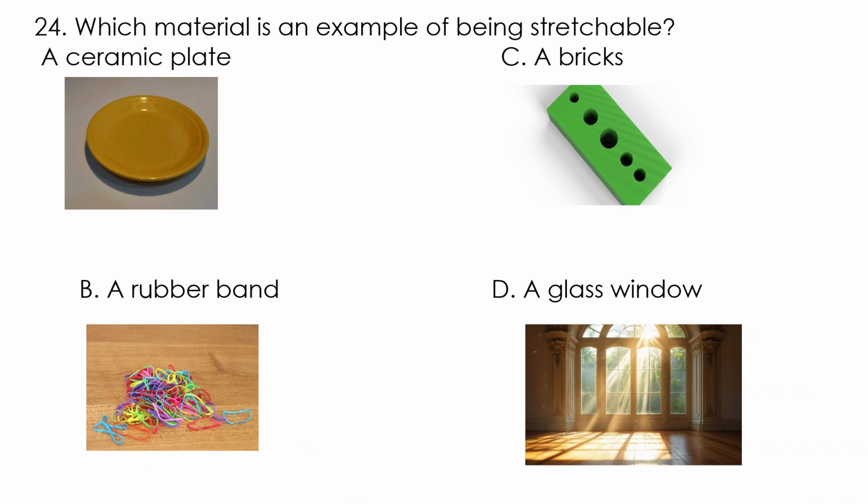Next, 24. Which material is an example of being stretchable? A. Ceramic plate. B. A rubber band. C. A brick. D. A glass window. What is your answer? The answer is letter B. A rubber band.